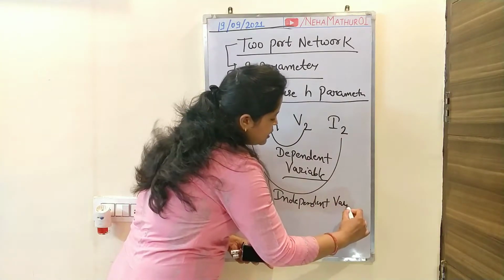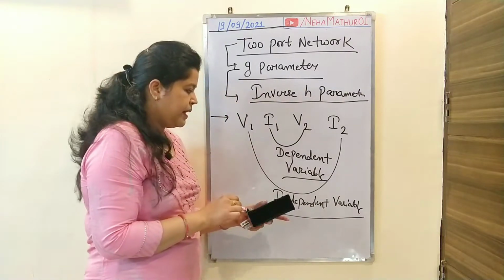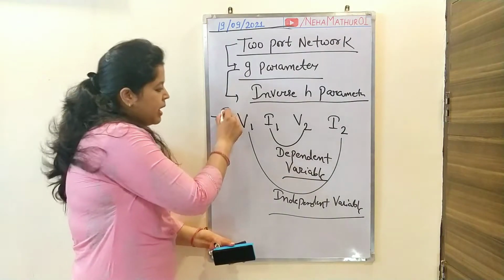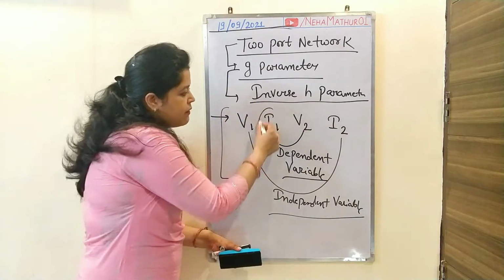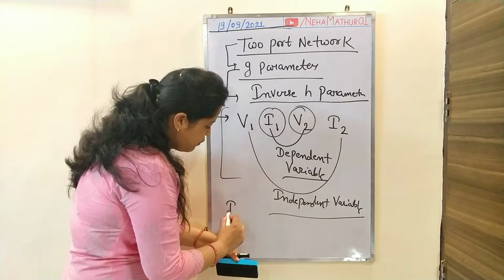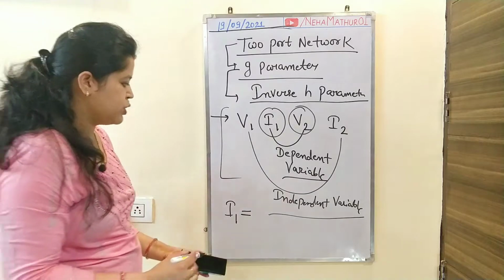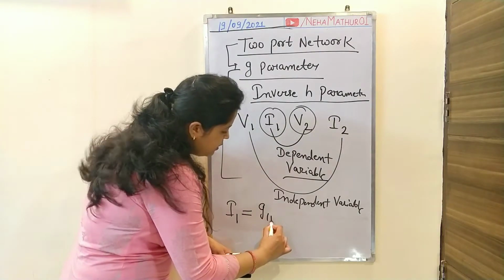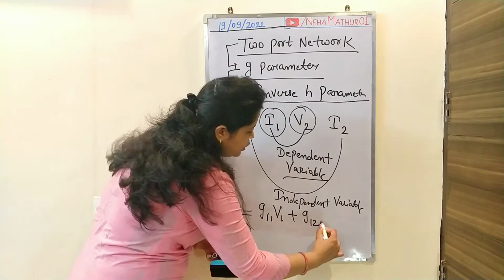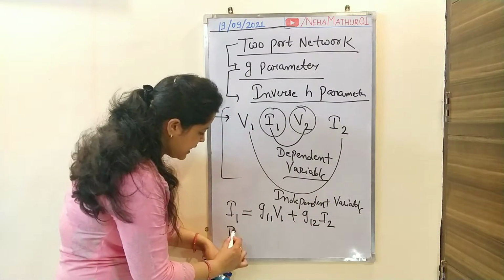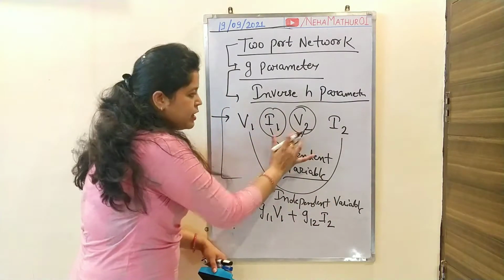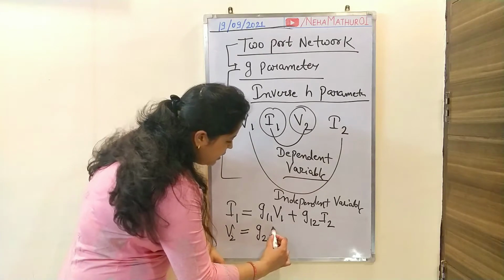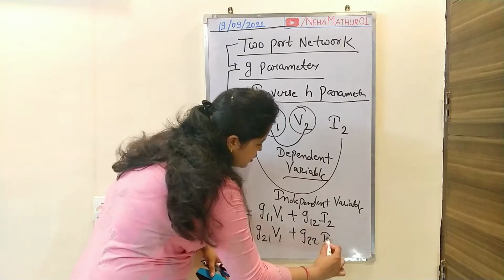So once you are able to find the dependency and independency of all those variables, the next step is you will have to write equations on behalf of this consideration. Here we have I1 and V2 as dependent variables. So the equation will start from I1 is equals to G11 V1 plus G12 I2. Similarly, the second dependent variable is V2, so the equation will start from V2, and V2 will be equals to G21 V1 plus G22 I2.